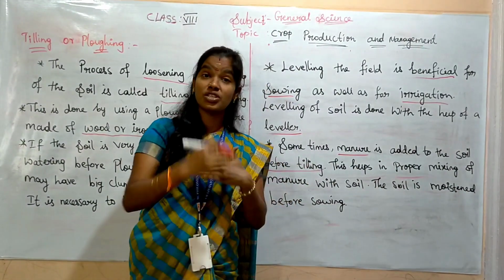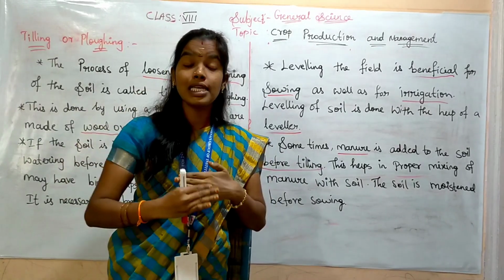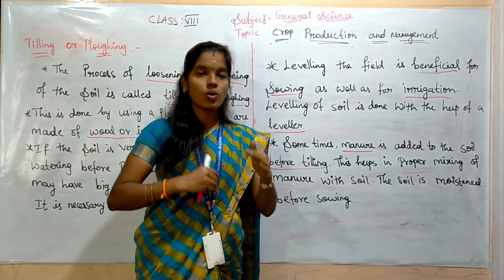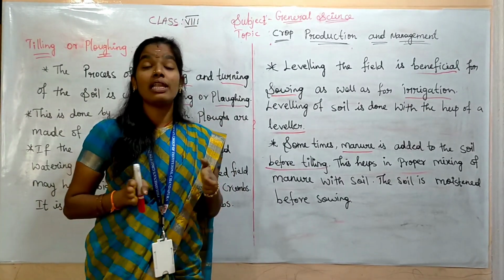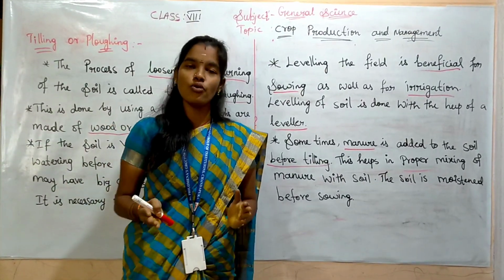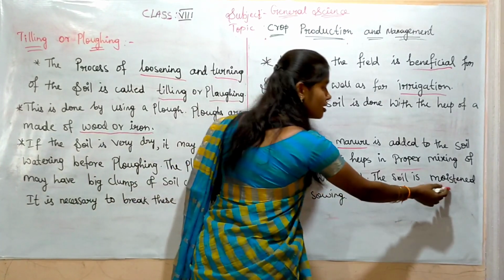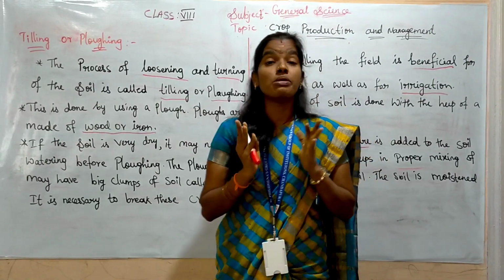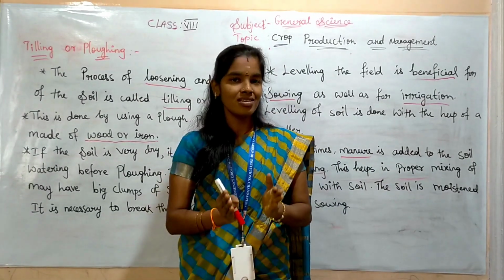After mixing manure, we do tilling, which is nothing but the process of turning the soil and loosening the soil. It will mix properly, and that will help the crops or plants to grow well and healthy. The soil is moistened before sowing, so the soil should be moistened before sowing the seeds.